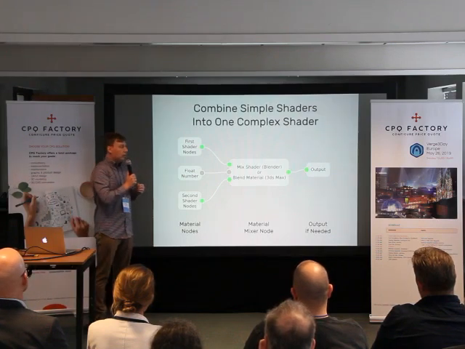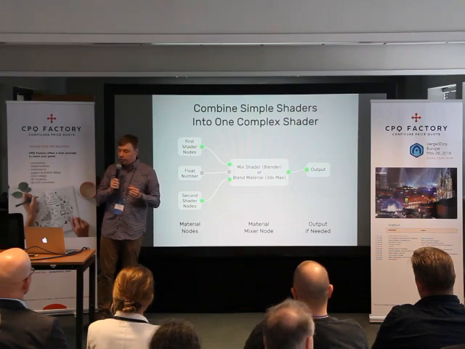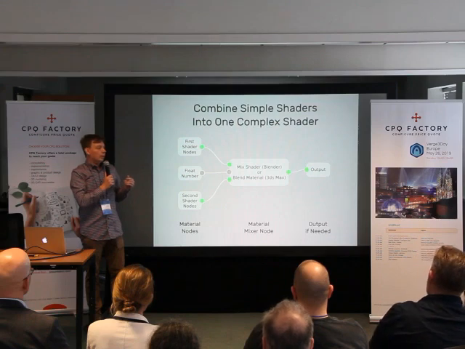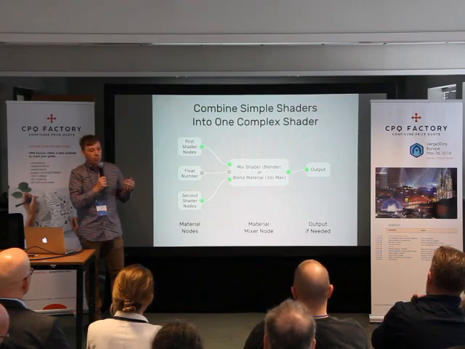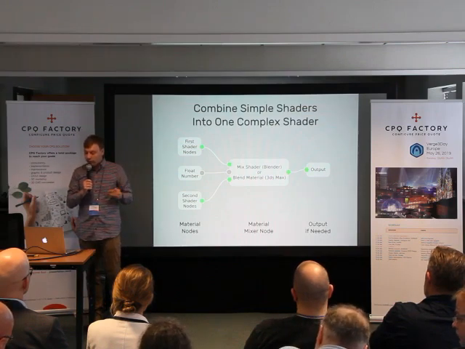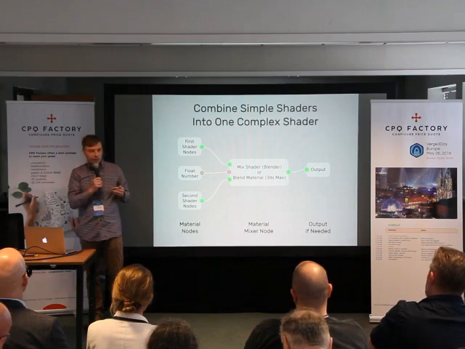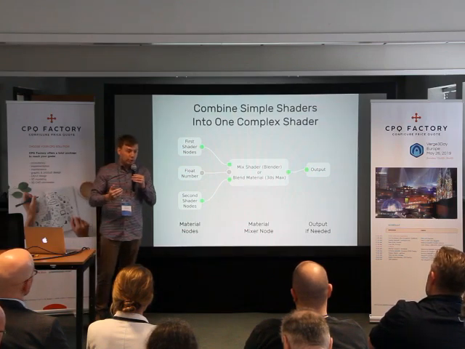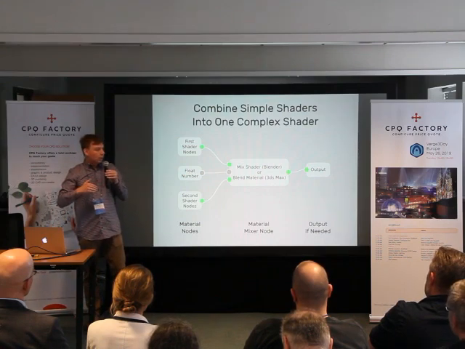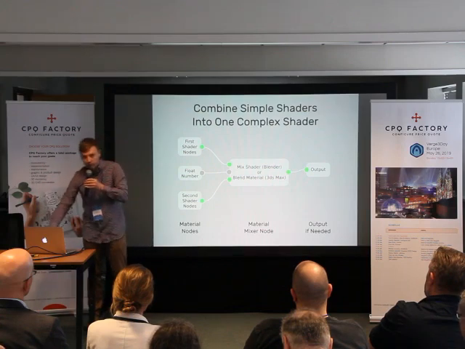Another way to reduce the amount of shaders in your 3D scene is to combine simple shaders into one complex shader, especially if you plan to allow the user to change between these shaders on this object. To change between them, you can use Mix Shader in Blender or Blend Material in 3ds Max. So instead of two shaders, you will get only one, and it will be faster to change between these two materials.